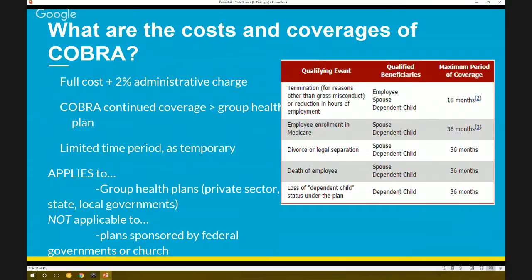And so you can keep looking at that chart, and it shows other examples of divorce or legal separation, death of employee, loss of dependent child status under the plan. Depending on those events, you'll have the correlating maximum period of coverage. And so COBRA applies to group health plans, private sector, state or local governments, but it's not applicable to plans sponsored by the federal government or churches. So next slide, please.